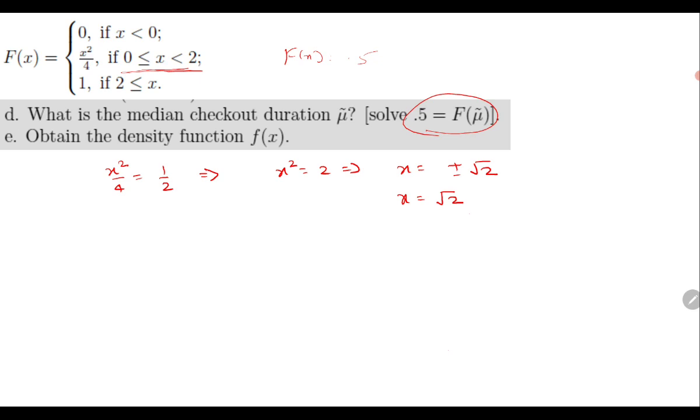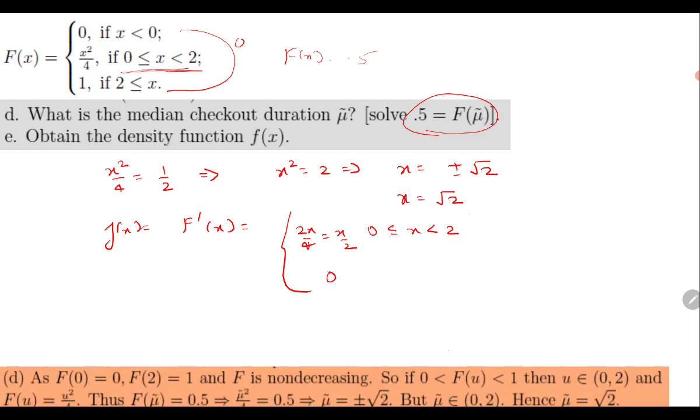Now density function. In case of discrete, we have already seen how we compute PMF from CDF. Here to compute small f of x, the only way is you differentiate capital F of x. Now if you differentiate, when x is less than 0 and x greater than or equal to 2, in these two cases it is 0, and when x is in between 0 to 2, F dash x is 2x by 4, which is x by 2, and in all other cases it is equal to 0.